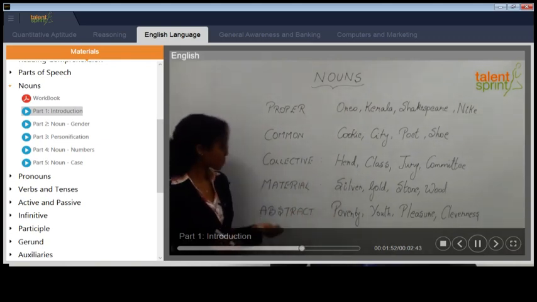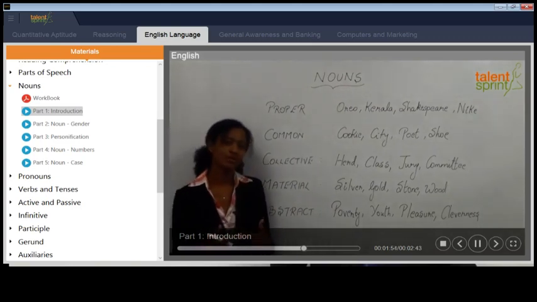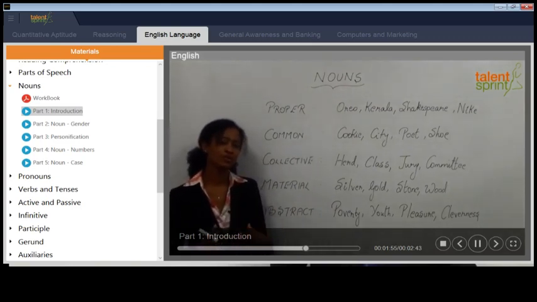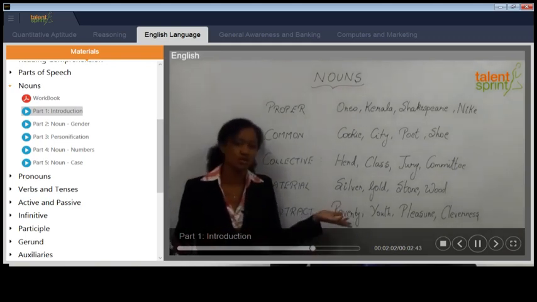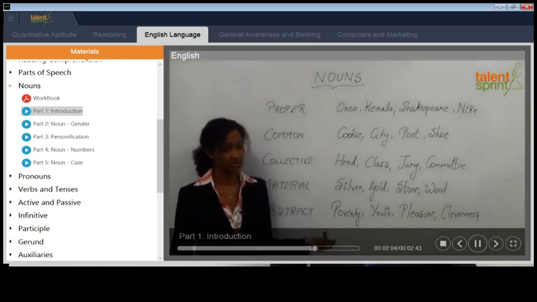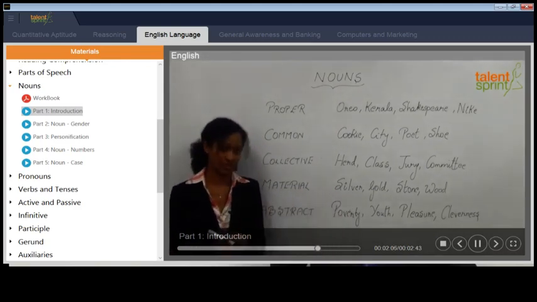Okay? Material nouns. Material nouns are where the nouns denote a substance or a material with which things are made. So silver, gold, stone, wood, sugar, water, oxygen, all of these are material nouns.